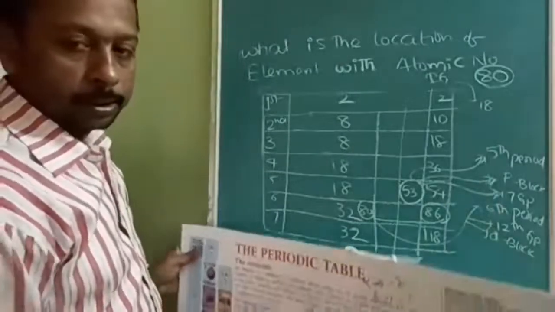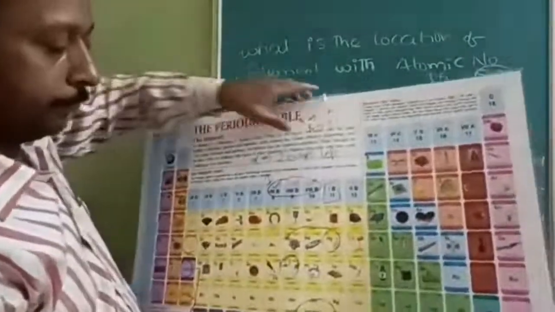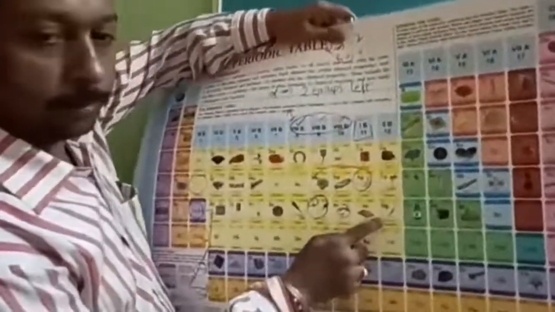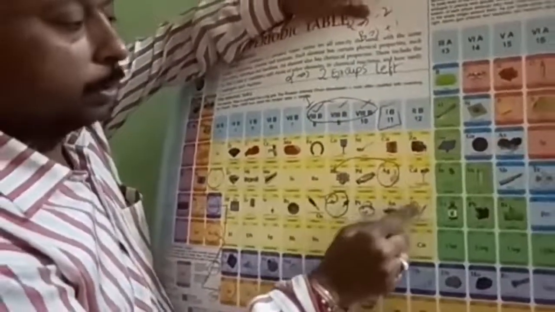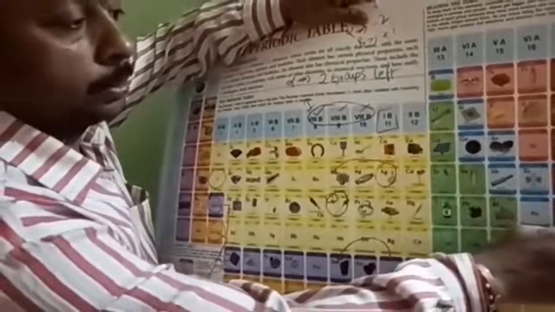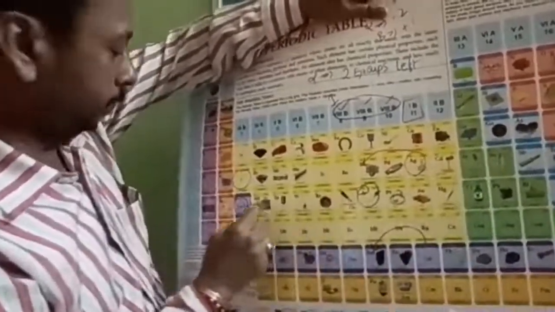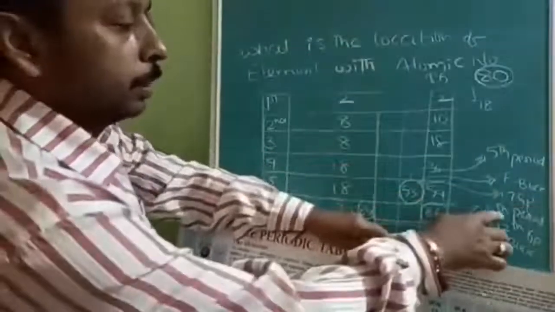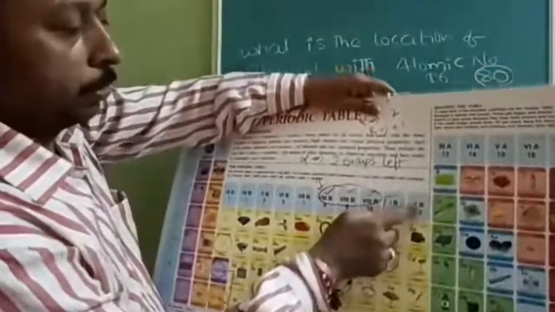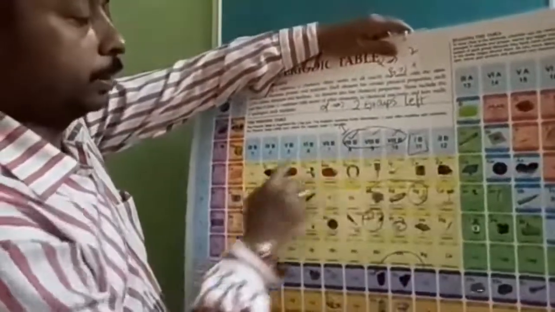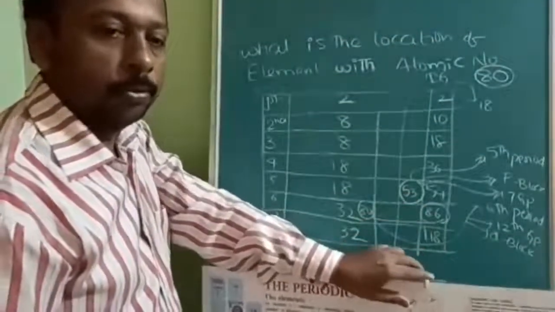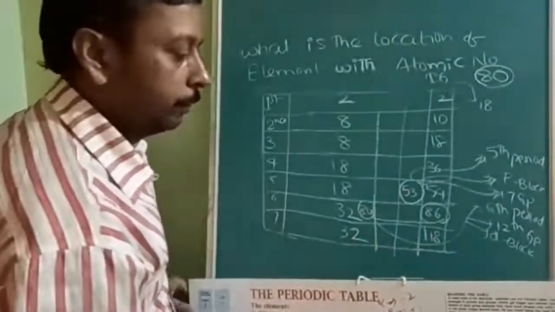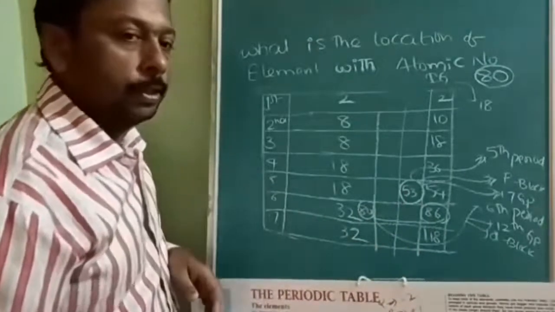Okay. Now let's see the live proof. See here, it is Mercury. Okay. 80 is Mercury. So Mercury belongs to, see, 86 is radon and this is the 6th period. So our answer is 6th period. Okay. 12th group. Our answer is 12th group. And this yellow region is D block. So it belongs to D block. Is this understood? So this is how you can find the location without any effort.